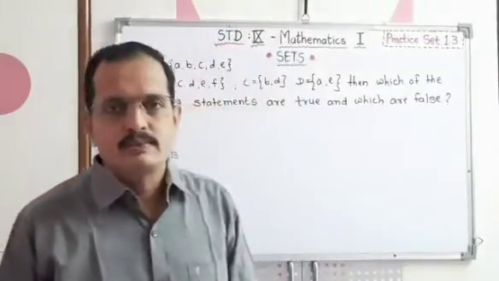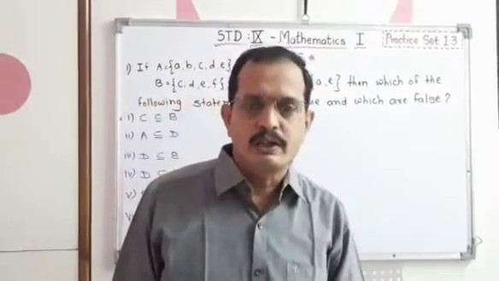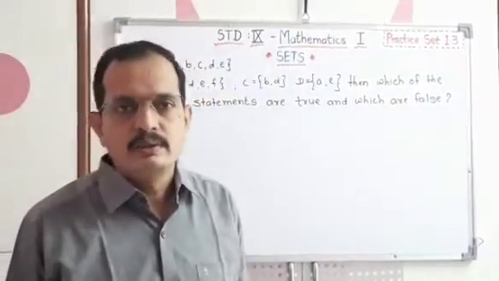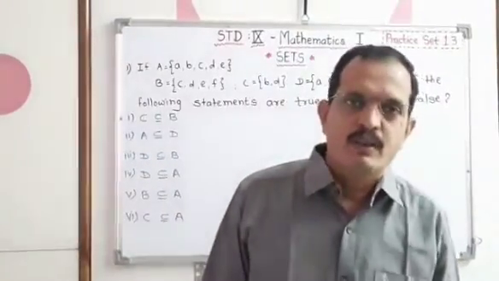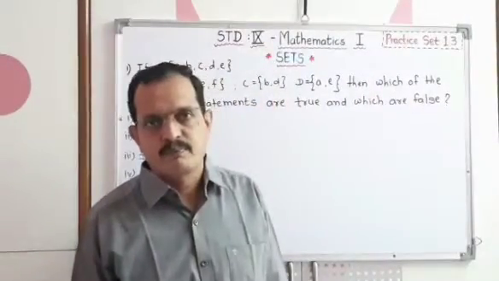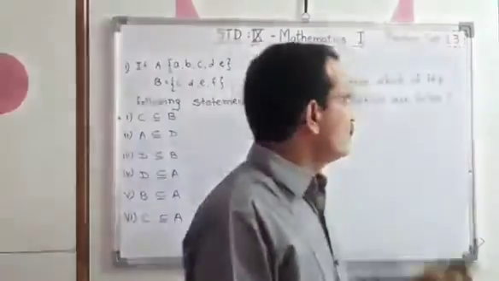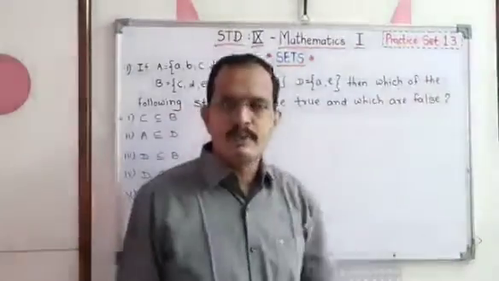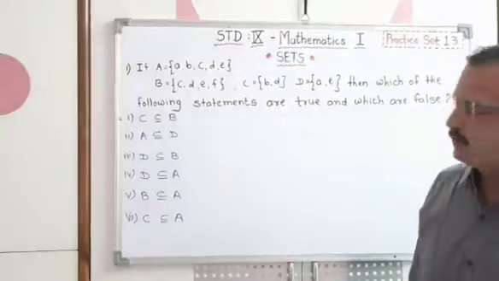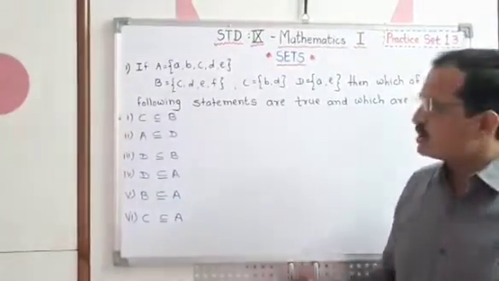Welcome dear students. In the previous lecture, we learned what a Venn diagram is and how it is useful to solve the sums. Then we learned the subset relation, universal set and complement of a given set. Today we have to learn practice set 1.3, which is based on these chapters we have learned earlier. In practice set 1.3, we start with question number one.